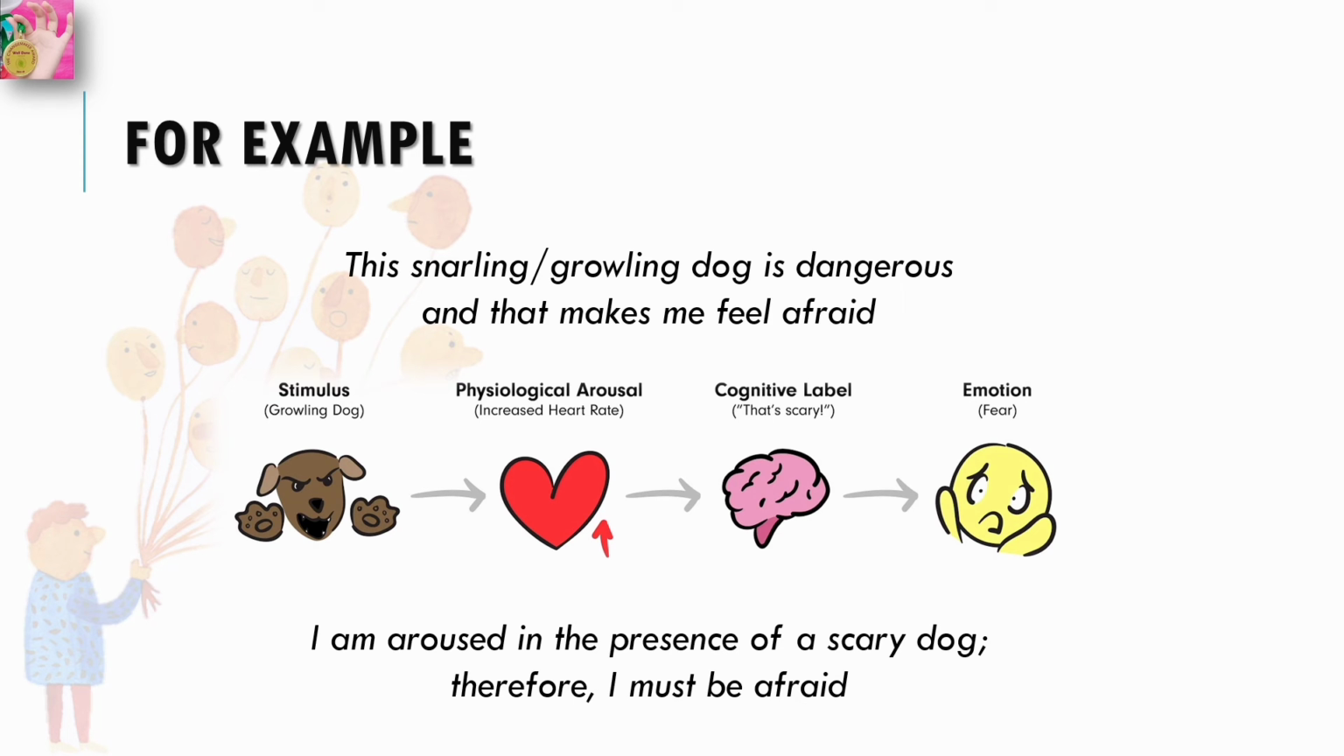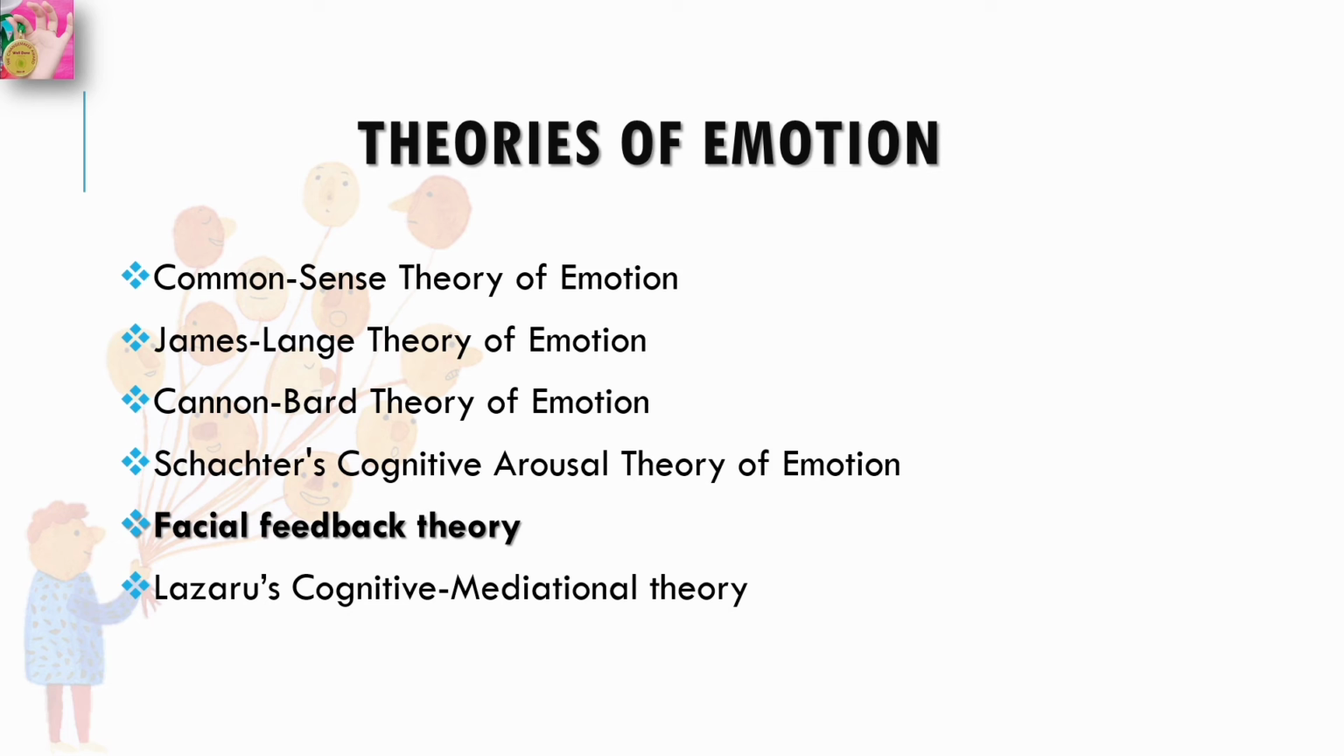So far we have learned about the common sense theory of emotion. We also learned about the James-Lange theory of emotion, and the Cannon-Bard theory of emotion. And in this video, we have covered Schachter's cognitive arousal theory of emotion.